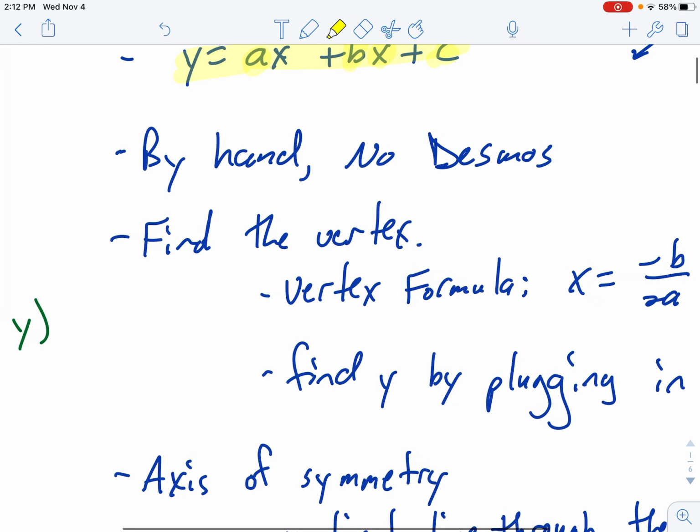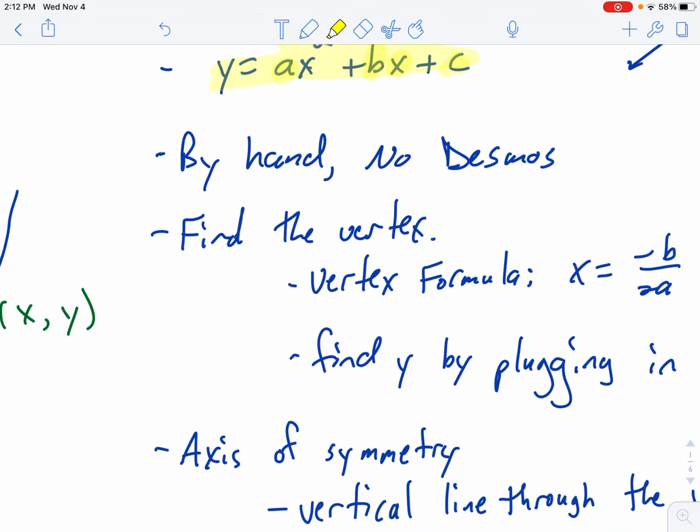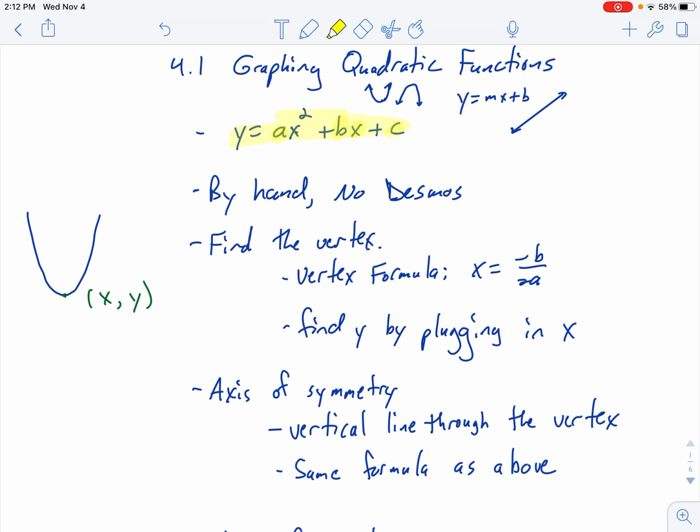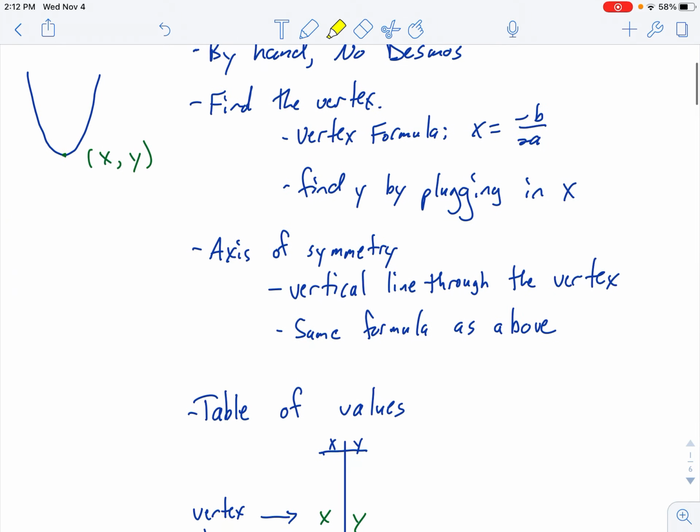Now for today, and today only, we are going to be graphing by hand. We're not using Desmos. So I'm going to ask you to follow along, follow the steps that I show you, and do your assignment by hand the way that I'm going to do it in the notes. So there are various steps.